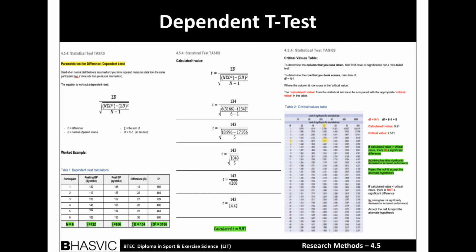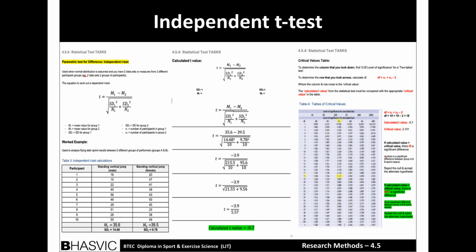Then to work out the level of significance, you have to see whether the calculated value is smaller than the critical value, as this means there is no significance, but if it is bigger, then there is significance. As our calculated value was 9.91 and our critical value was 2.571, our study is significant as the calculated value is larger.